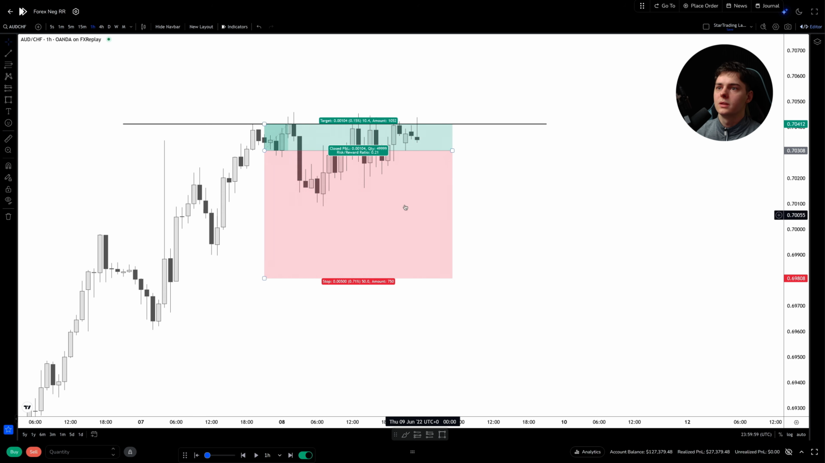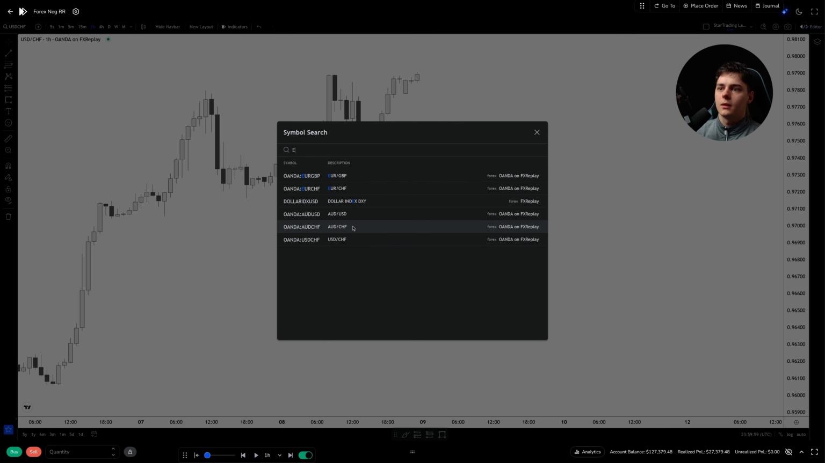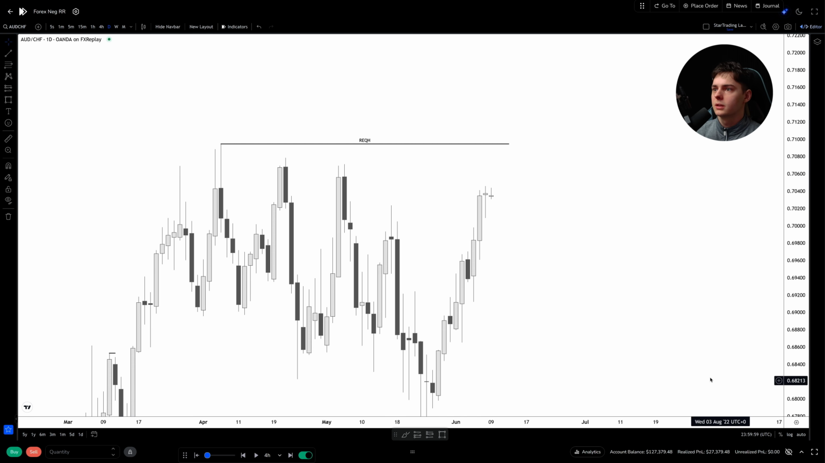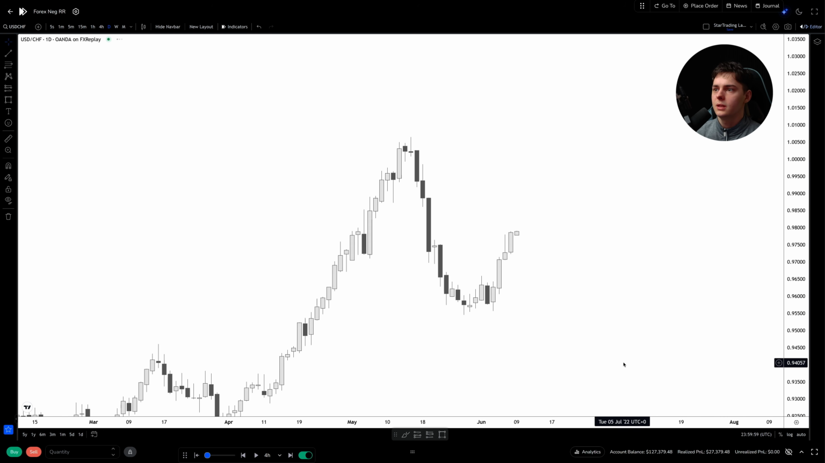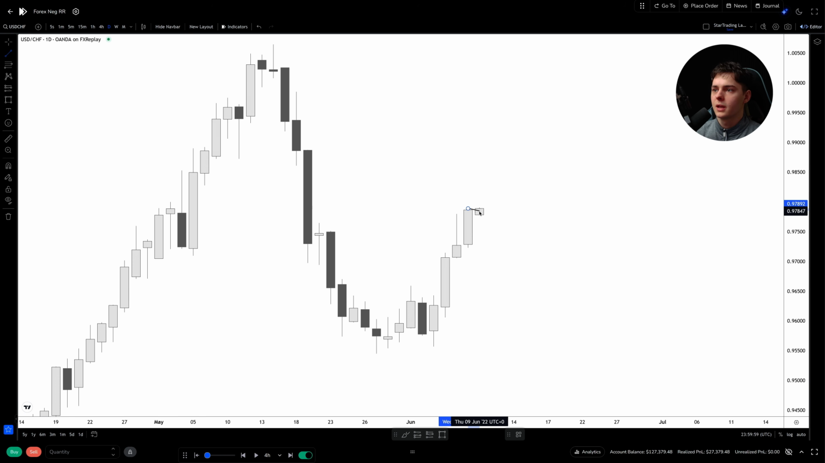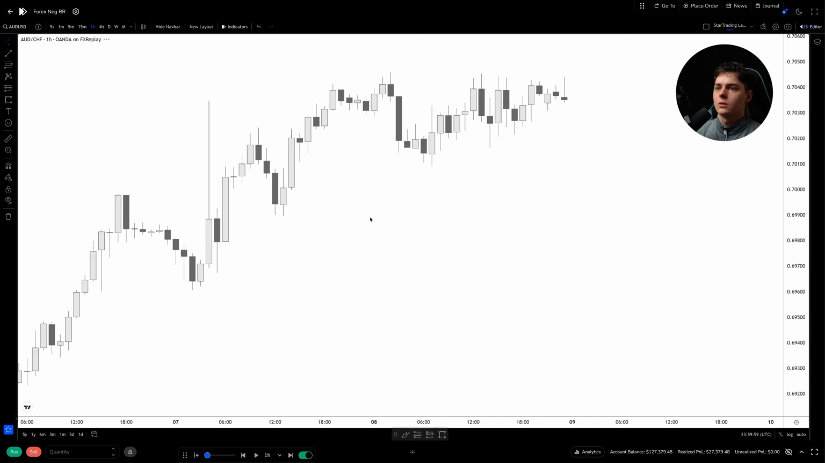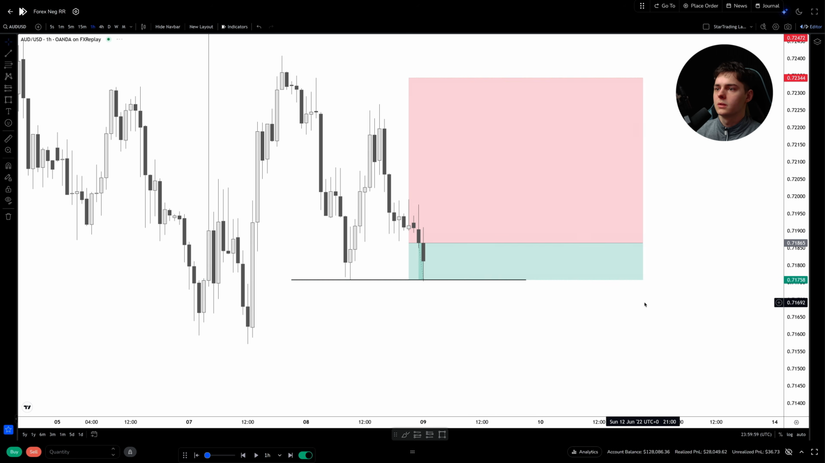AUD/USD was that. AUD/CHF has actually a take profit. Let me see AUD/CHF on the daily time frame. Can't tell. USD/CHF, previous day high has been taken out, so also no trade. So we're going to go to AUD/USD and see how this is going to play out.